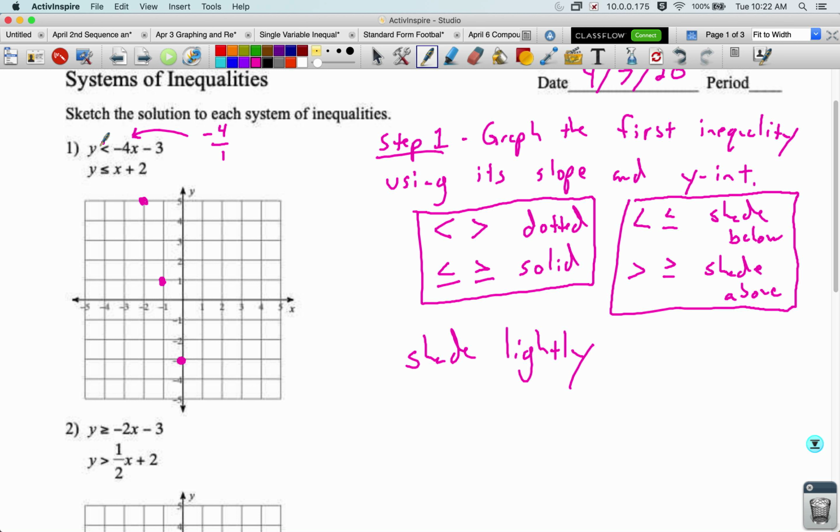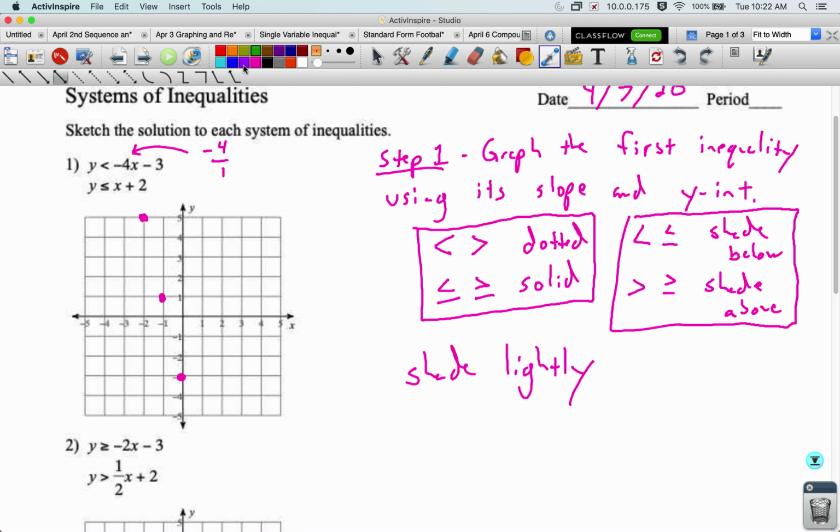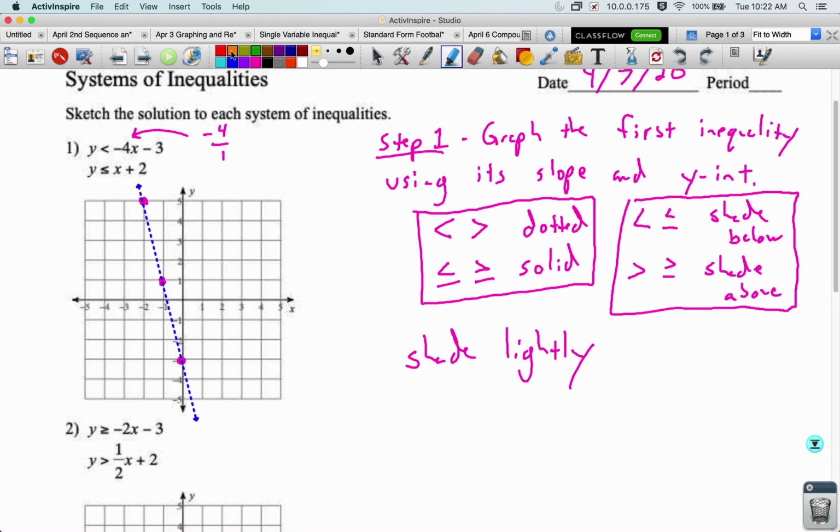And then I look, this does not have the or equal to, so it gets a dotted line to connect it. So let me pick a dotted line to go through these points. And then it's a less than symbol, so we want to shade below, shading down here. I picked a very light color, and if you've got your pencil, you're just shading this in very lightly. Hopefully you've got an eraser nearby too, because we're not going to keep this whole region. But what we should think of is this orange region represents all of the solutions to the top inequality.